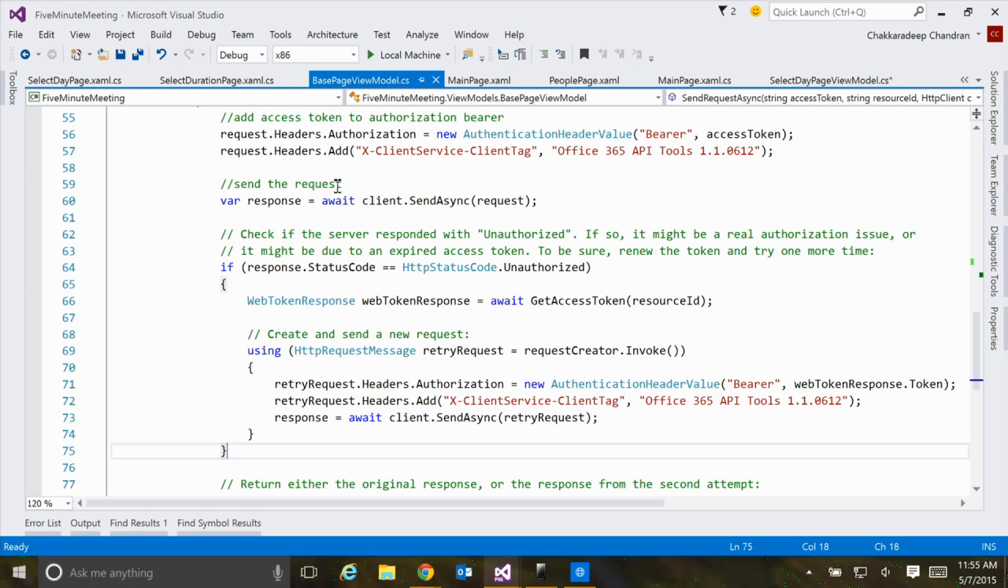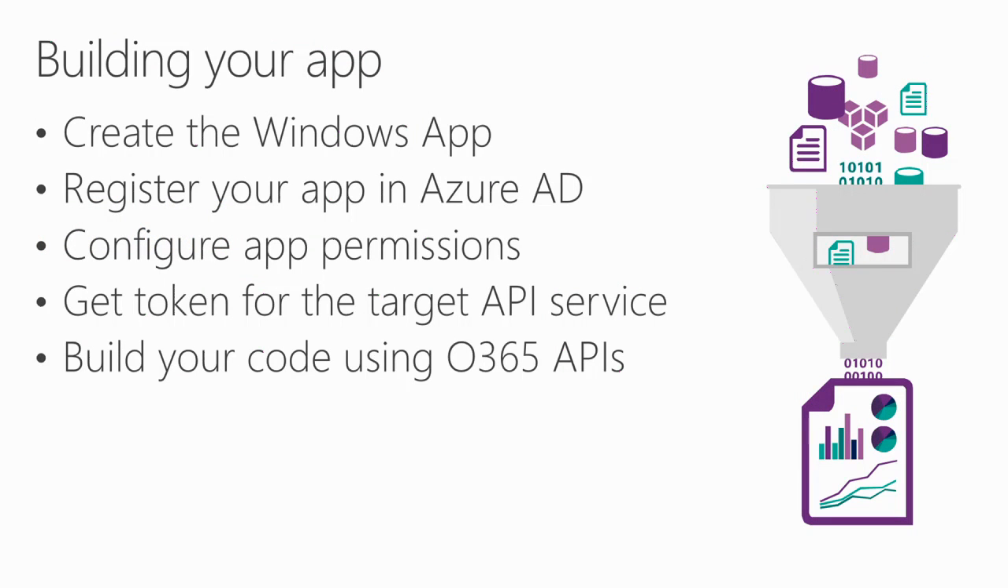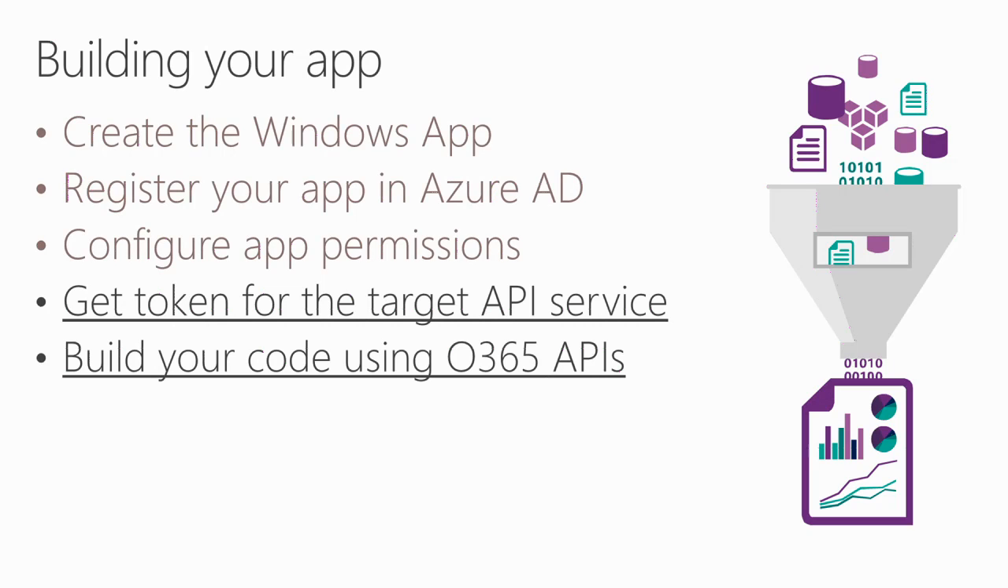So one thing that we saw, I have 5 minutes left, so I'll quickly jump over to the PowerPoint. One of the things we saw was we were getting a token again and again, right? We used Discovery Service, we got the token. We used Calendar, we got the token. And if that code used Files API, we had to get another token, right? So that's actually not very good. So just summarizing it, we saw creating a Windows app, registering the app in Azure, configure app permissions, get the token, build your code.